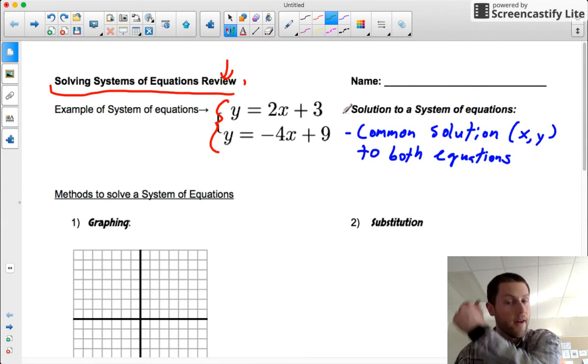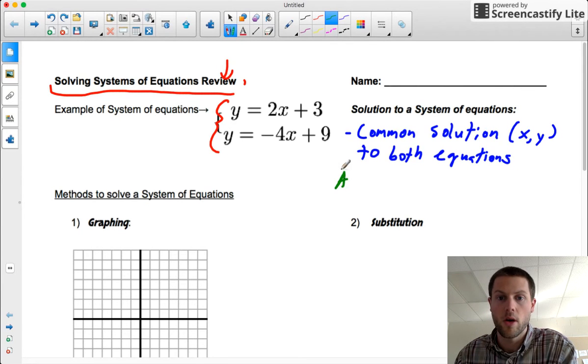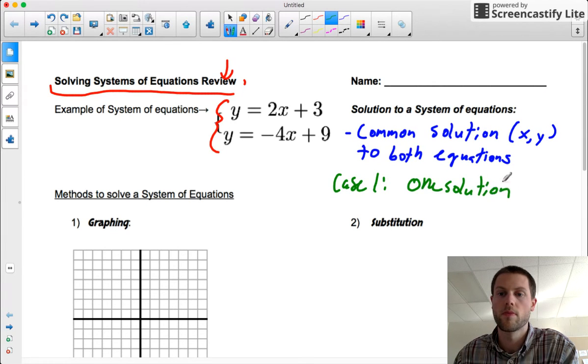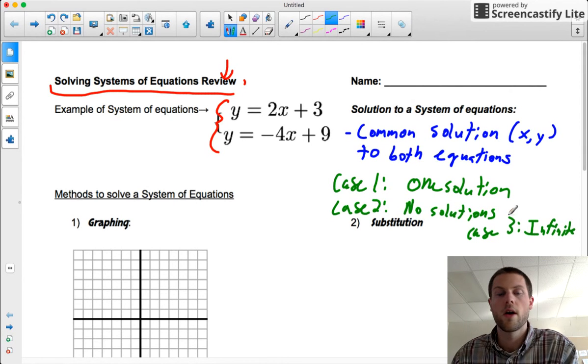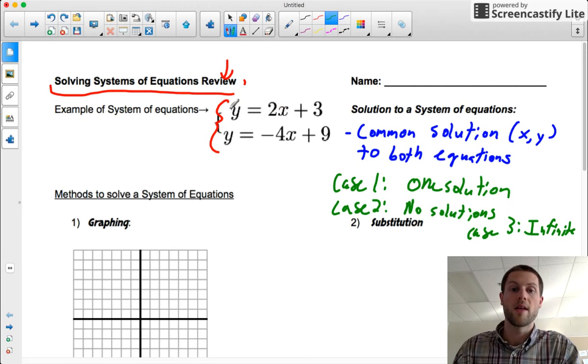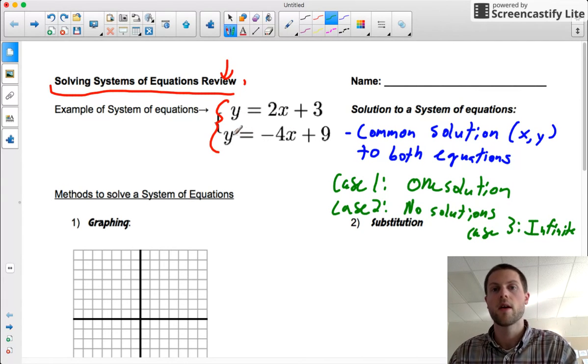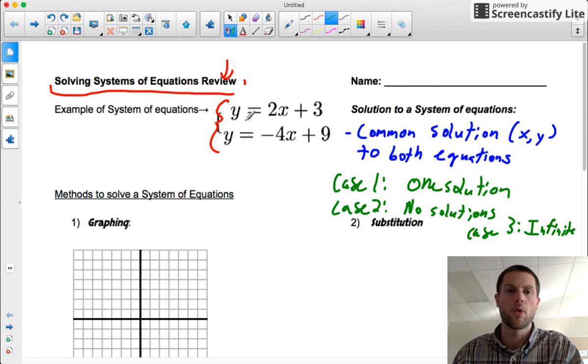There are a few different scenarios you could have. In scenario 1, or let's say case 1, you could have one solution. You can have another case where you have no solutions. There are no ordered pairs that are true for both of these equations. Or case 3 would be infinite solutions. That would mean that every single ordered pair is on both of these lines all the time. And if you're not familiar with what that looks like, we can look more into that later.